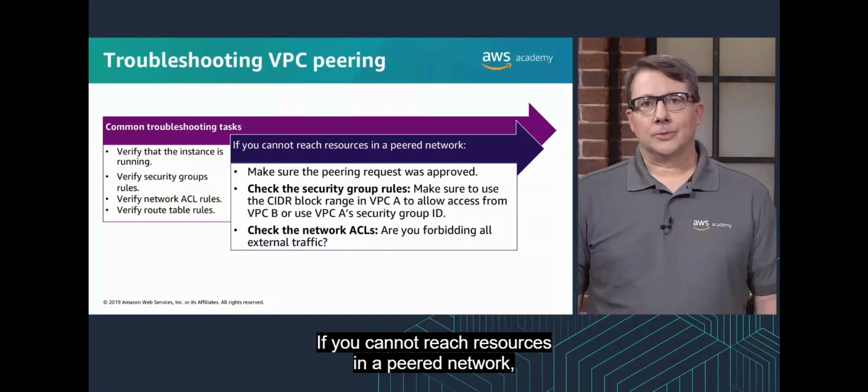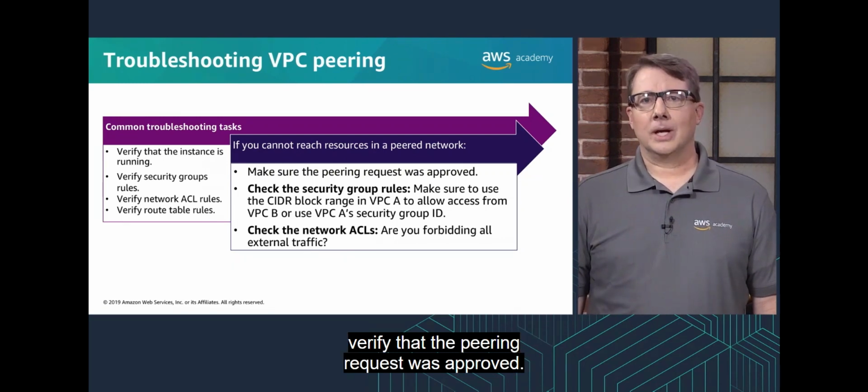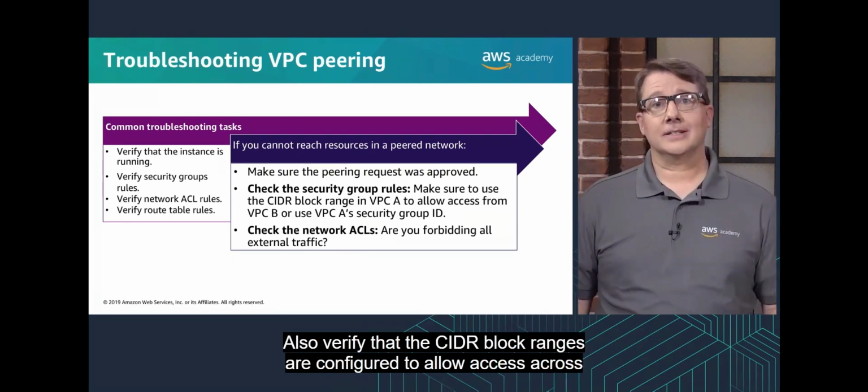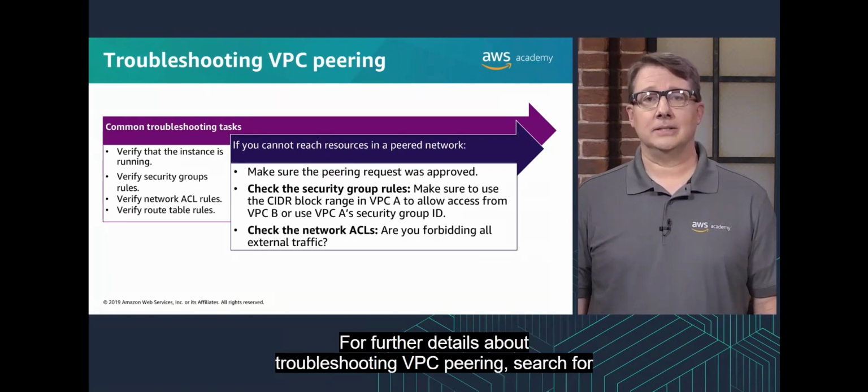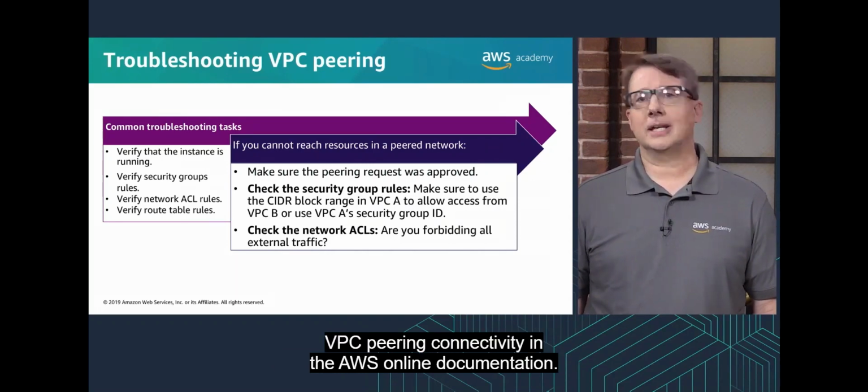If you cannot reach resources in a peered network, verify that the peering request was approved. Also, verify that the CIDR block ranges are configured to allow access across the VPCs. For further details about troubleshooting VPC peering, search for VPC peering connectivity in the AWS online documentation.